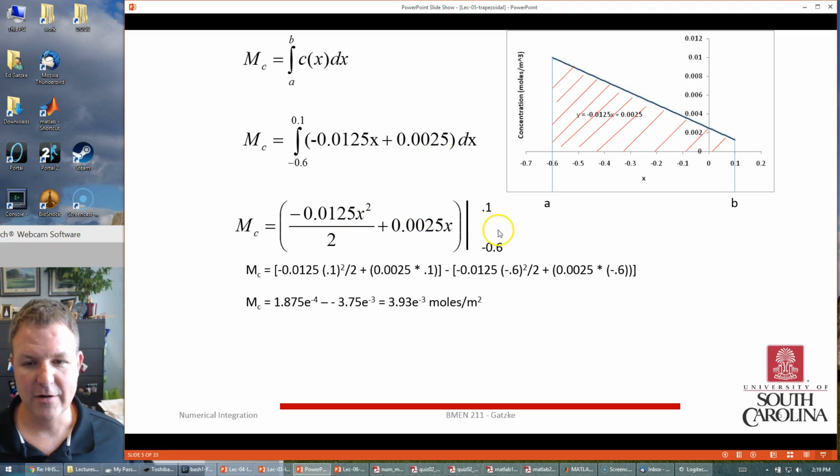Now when you write the definite integral, you have boundaries. You know x goes from negative 0.6 to x equals 0.1. That means you evaluate this function at 0.1 and then subtract from it the value on the right at negative 0.6. When you do that, you get an actual number. The integral of that is going to be some value in moles per meter squared.